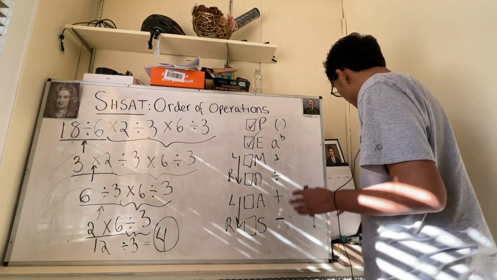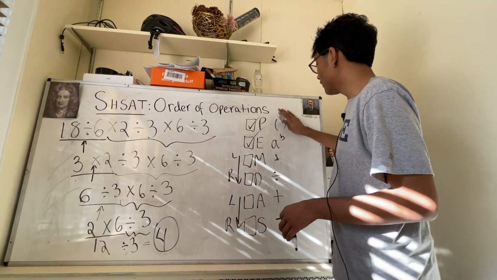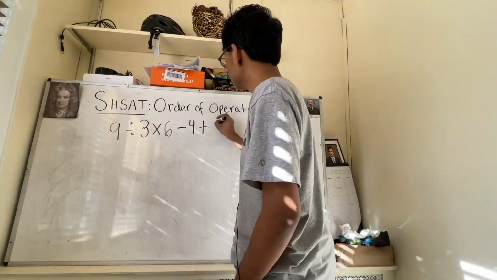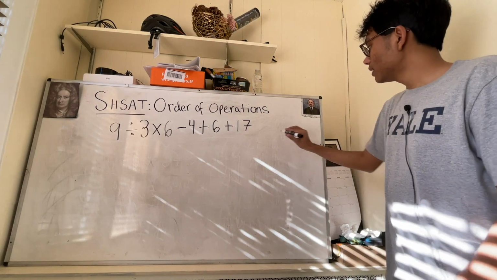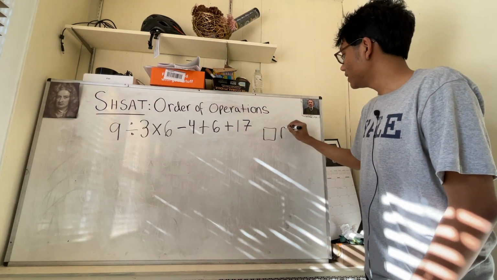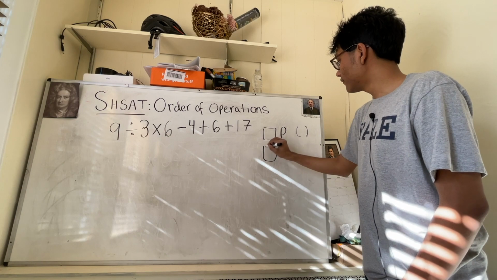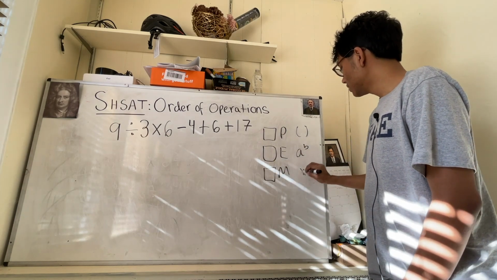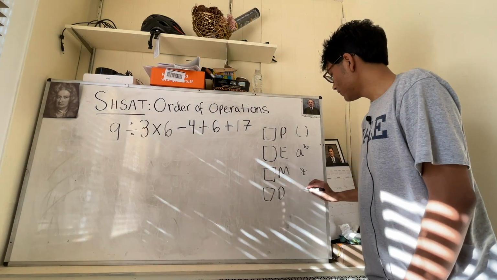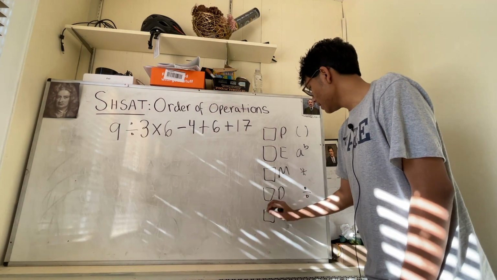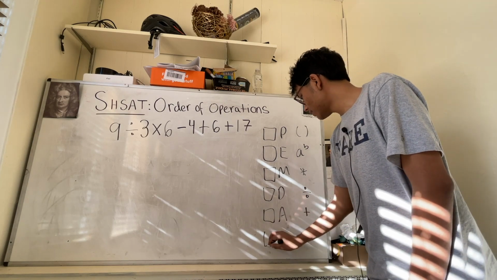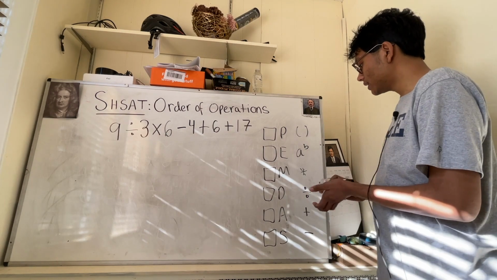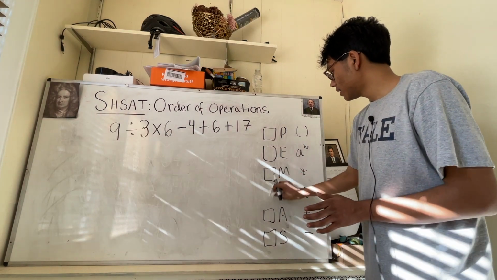All right, so let's look at one last final example. What am I going to do here? Well, just follow your recipe. You have P for parentheses, E for exponents, M for multiplication, D for division, A for addition, finally S for subtraction. So how are we going to get this job done?